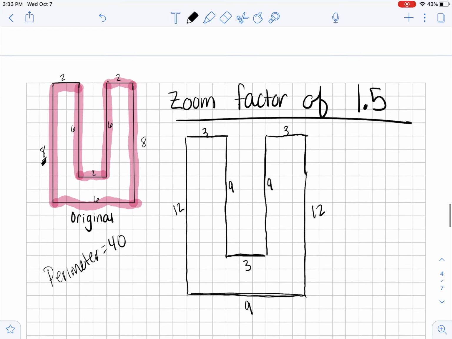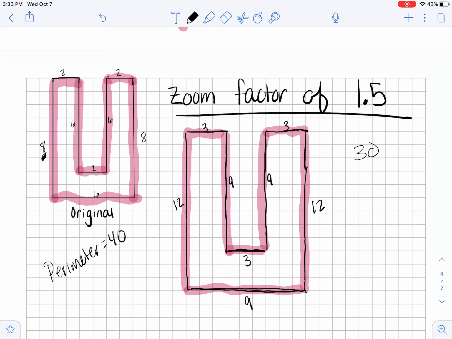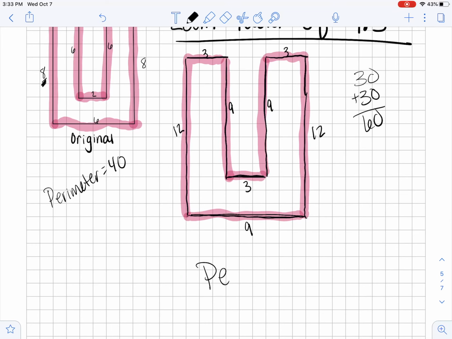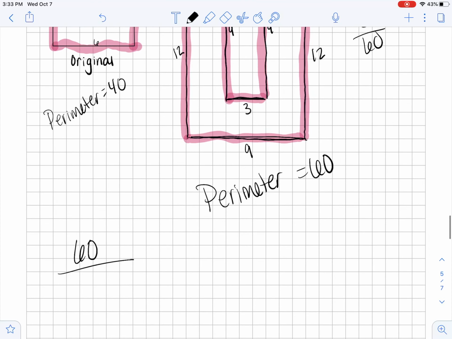Okay, now the perimeter of my new: 12 and 3 makes 15. This is 15 more, so I'm at 30. I have 3 9s, which I know 9 times 3 is 27. And then I have this 3 more, so 27 plus 3 more is another 30. So the perimeter of my new one is 60 units. Now it asked me to compare the perimeter of the new to the perimeter of the original.